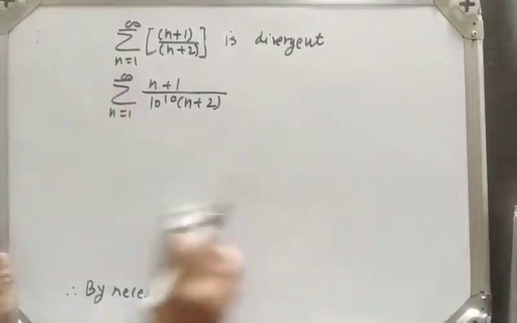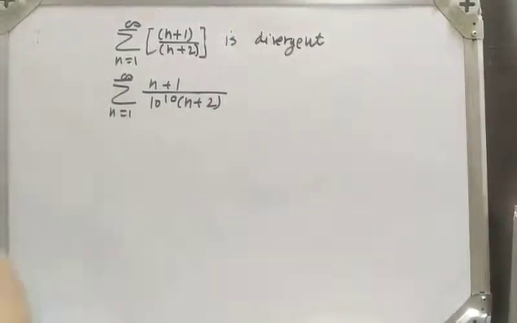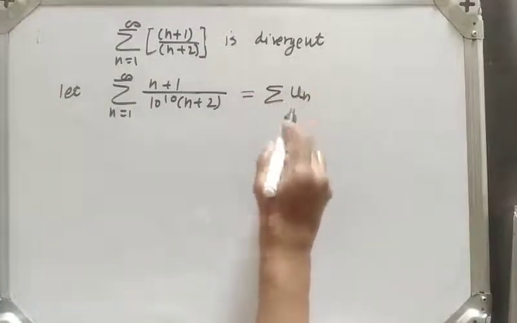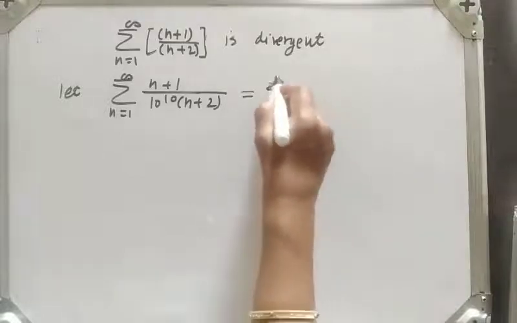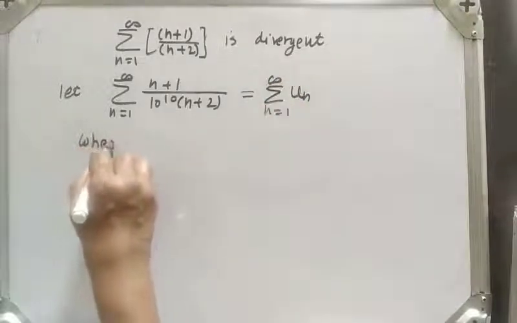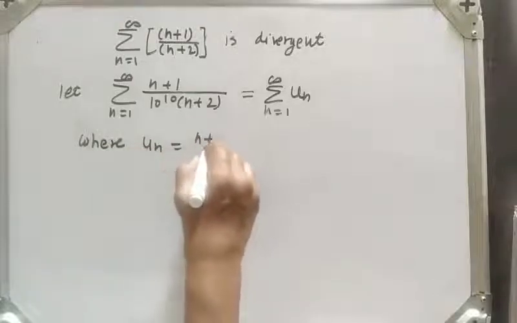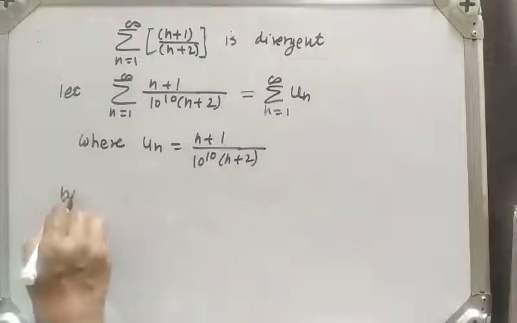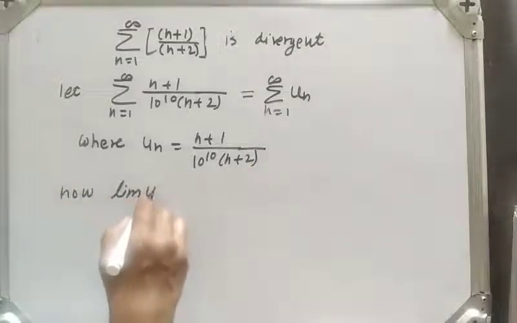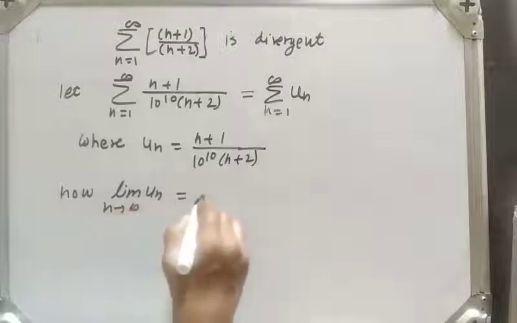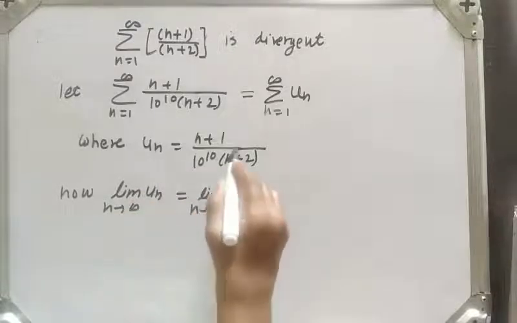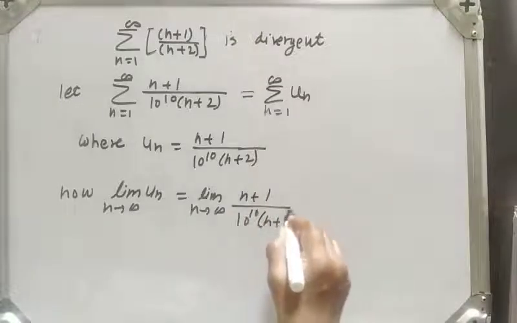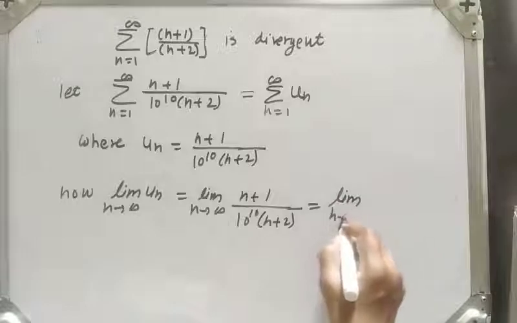So let us take the given series equal to summation un, I am giving it the name un, n varies from 1 to infinity, where un is equal to (n plus 1) upon 10 raised to 10 (n plus 2). Now we will check its limit. The limit of un as n tends to infinity is equal to the limit as n tends to infinity of (n plus 1) upon 10 raised to 10 (n plus 2), which is equal to the limit as n tends to infinity.